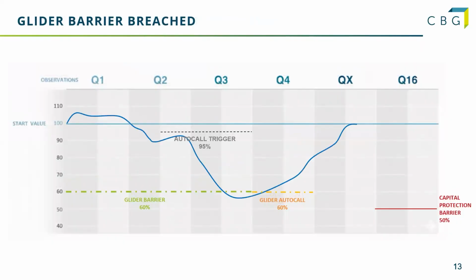Here, one of the underlyings breaches the glider barrier before month 12. When that happens, the glider feature is cancelled entirely. The note then continues exactly like a standard growth note, with the autocall trigger remaining at 95% for the rest of the investment term. If the underlyings breach the regular autocall trigger, capital and coupons are paid out as normal.